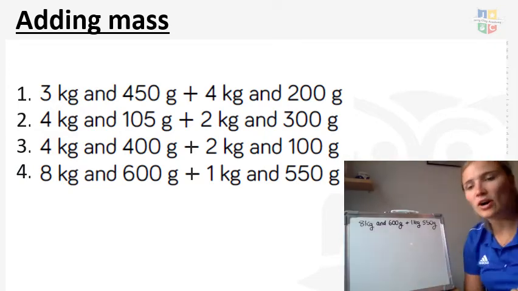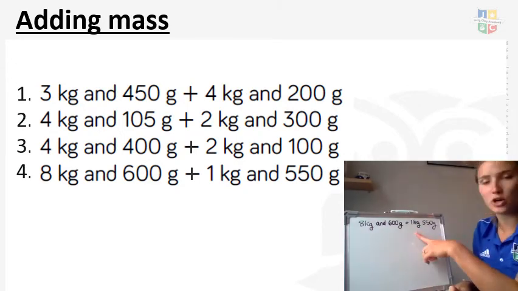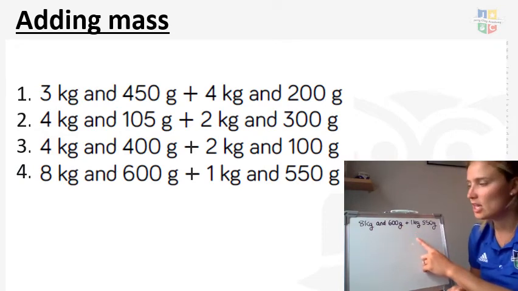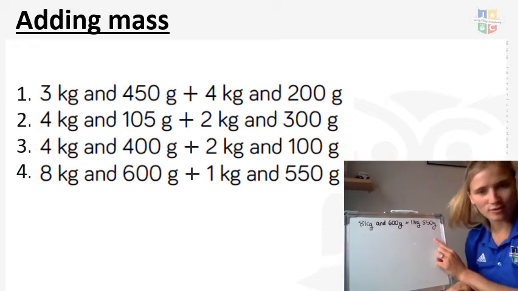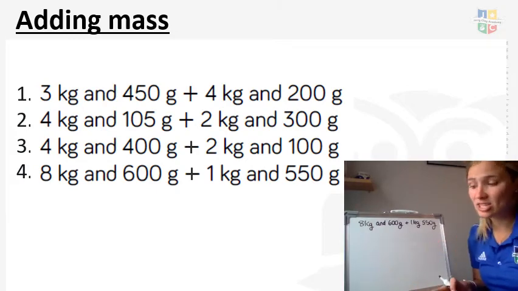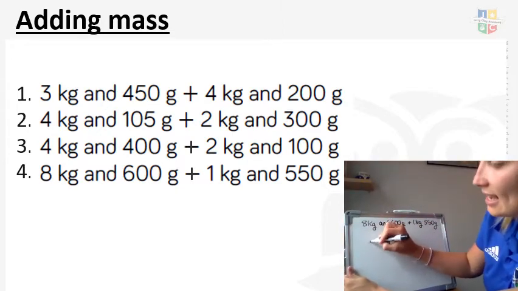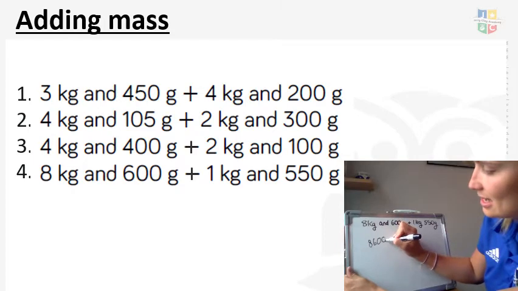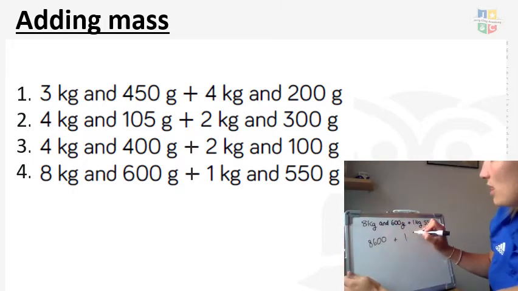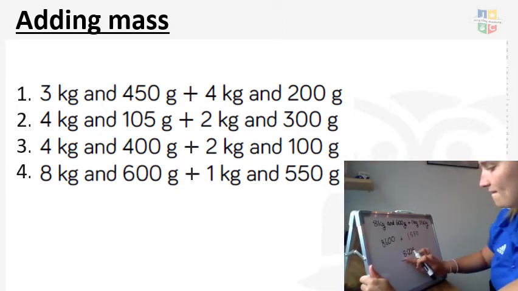So number 4, you might have spotted this straight away, because if you had added your 8 kilograms and your 1 kilogram, you would have got 9 kilograms, but then you had 600 add 550. Now this is going to exchange, so for this one I would actually suggest converting would be easier. So I know there's 8,000 grams in 8 kilograms, so it's going to be 8,600 add 1,550. So if I then do my column method, add.